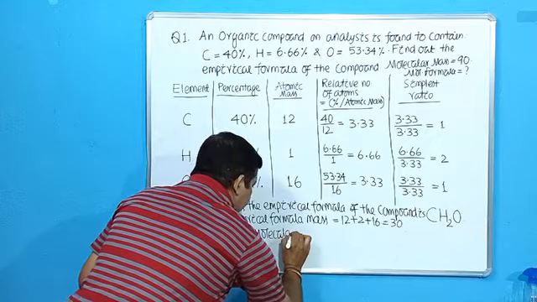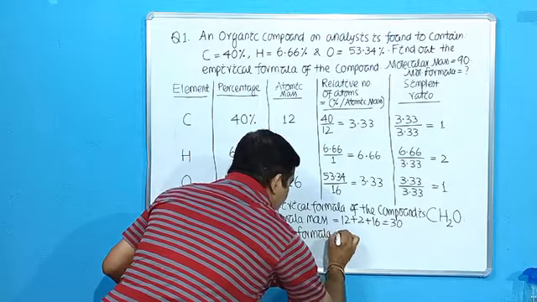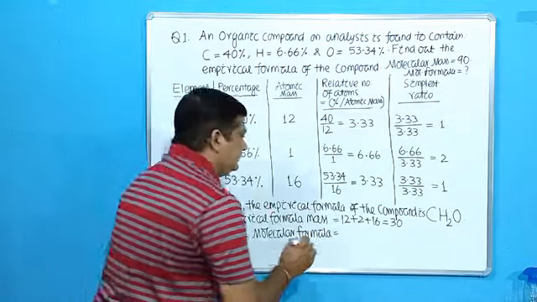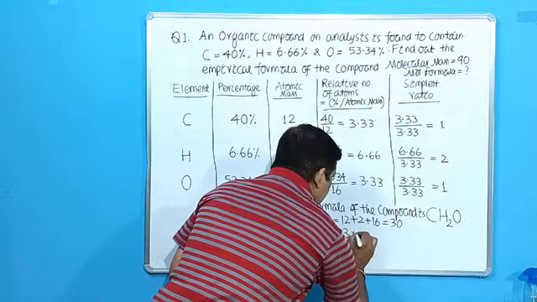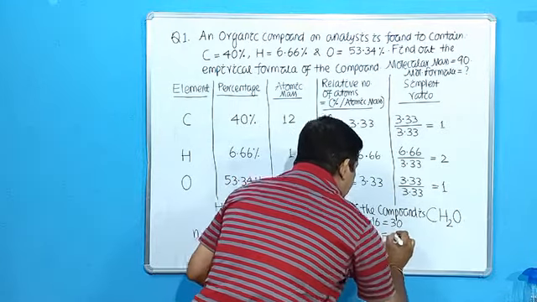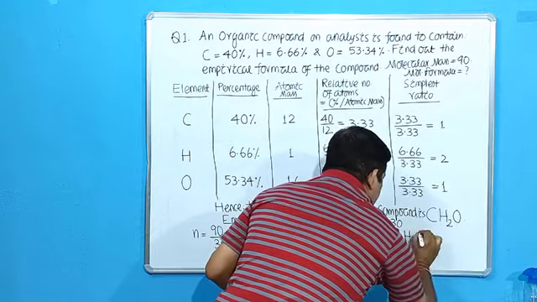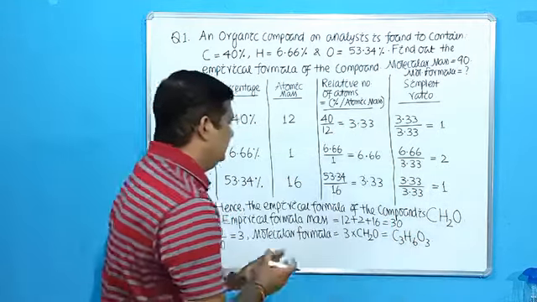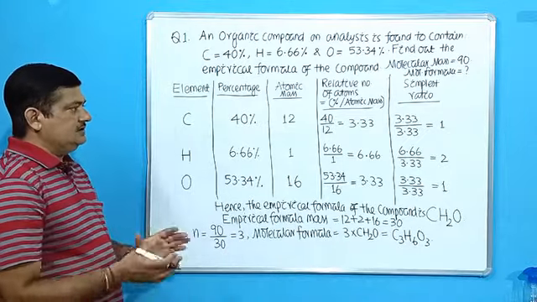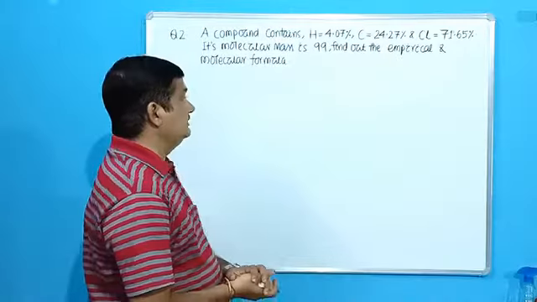So what will be the molecular formula? Molecular formula will be n into empirical formula, that means 3 into CH2O, which is C3H6O3. This is the answer. So this is how we have to solve the numericals. Next we will try another one.